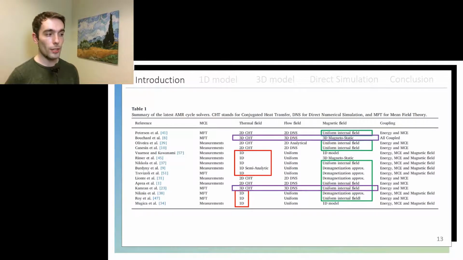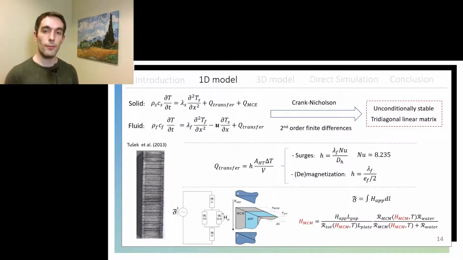There are two three-dimensional models, one from Bouchard et al., which solves all the phenomena involved, and well, its calculations were so detailed that the computational domain was quite reduced. Then Cameron et al. also published a three-dimensional model, but they chose not to solve the magnetic field. So to familiarize myself with the numerical modeling of these systems, I started by constructing a one-dimensional numerical model.